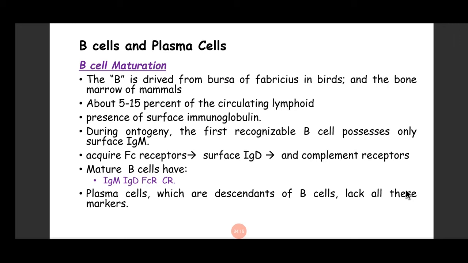They are 5 to 15% of the circulating lymphoid cells, and they have surface immunoglobulins present on their surface. And when they become active, they become plasma cells, and they start secreting antibodies. Otherwise, they do not secrete antibodies. Antibodies are only present on their surface as a receptor. But once they are matured and they become plasma cells, they start secreting antibodies like IgM, IgA, IgG. Other receptors present on these cells are IgM, IgD, FC receptor or CR complement receptor. Plasma cells do not have these receptors because they do not then get stimulated by the antigen. Their sole function is to secrete antibodies.